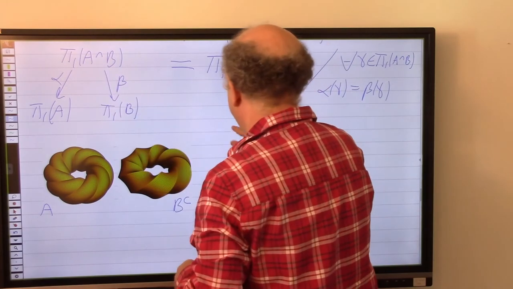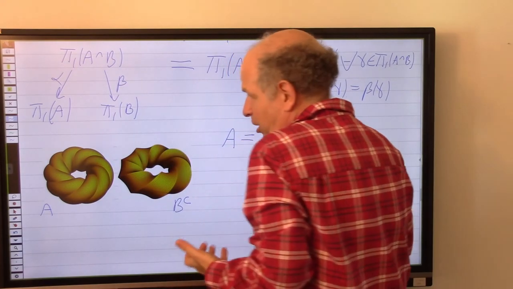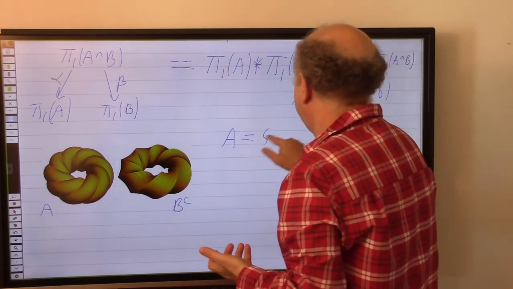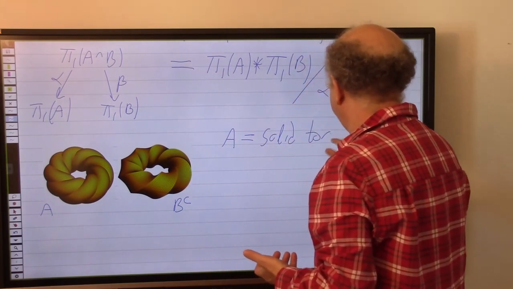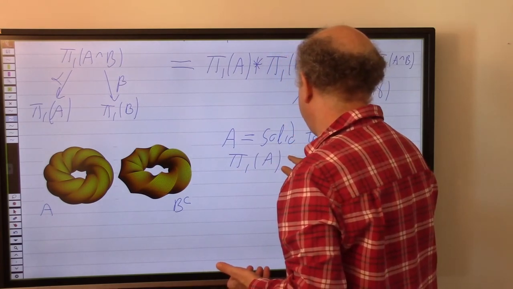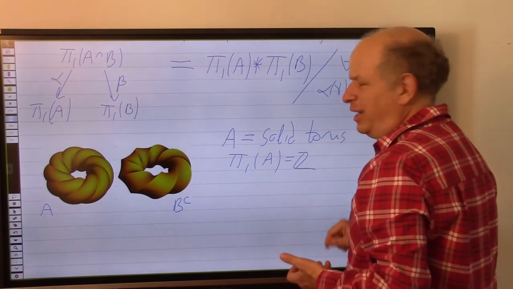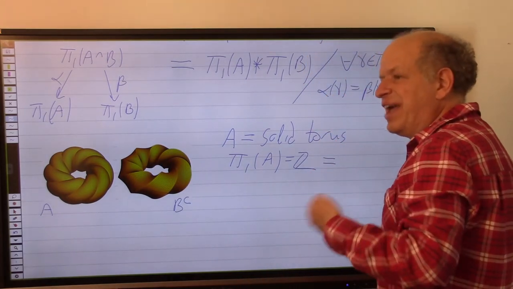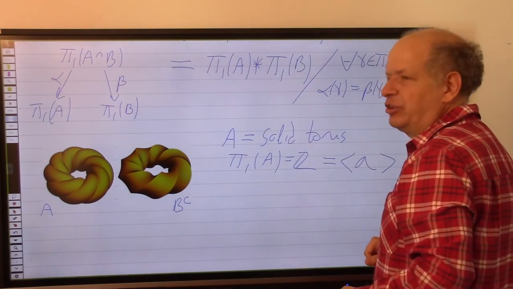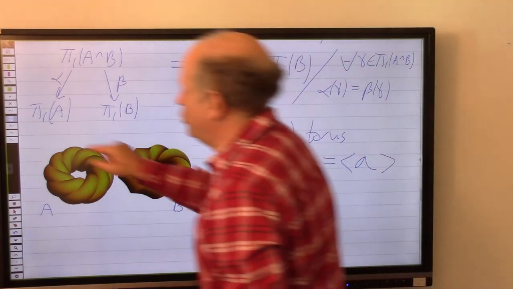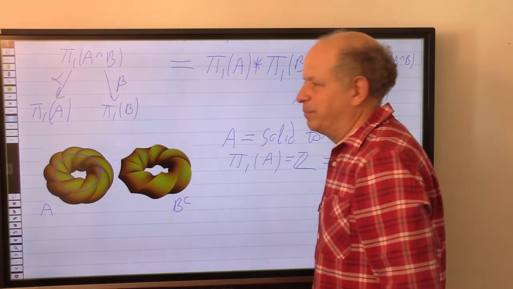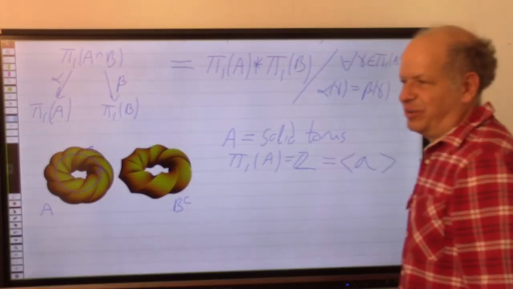So what are all the things here? A is topologically just a ring, a solid torus. So pi 1 of A is just Z. I want to give a name to this Z, so let's call it the Z generated by a generator, lowercase a. The generator lowercase a is basically a curve that goes around this way. This is lowercase a.